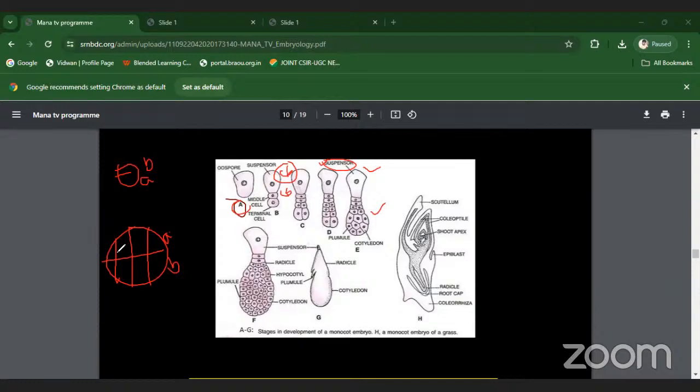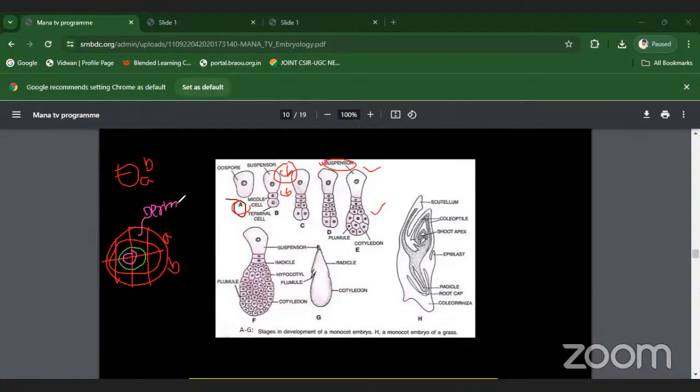Here also, periclinal division takes place in the octant. The outer epidermal cells are called dermatogen. Here also there are the same three regions. This uppermost layer is called dermatogen.